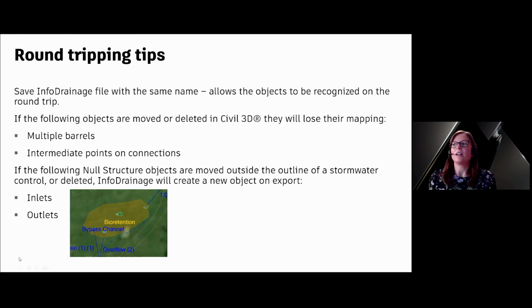Then if we again look at this example here of the bioretention, where we'll have null structures created for the inlets and outlets, if they're moved outside the outline of the stormwater control or deleted, InfoDrainage would need to create a new object on export. And that's to maintain the connectivity of that network, so that the pipe upstream can be connected to that bioretention and so on. So just a few extra tips on the round tripping there.